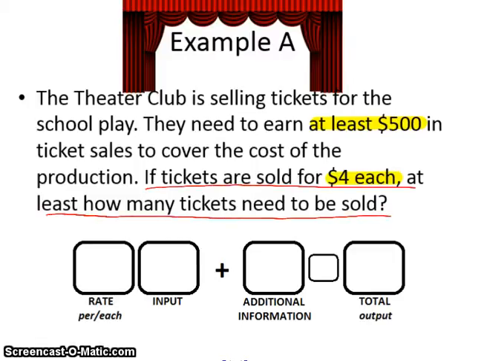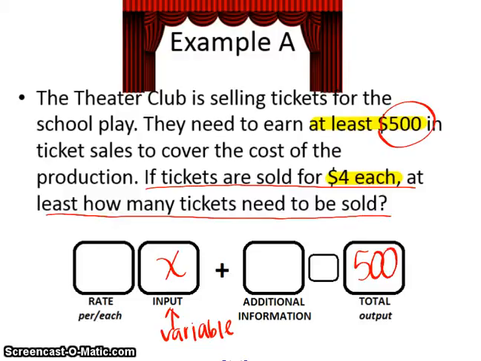So now all I have to do is fill this in. The very first thing I know is that my input is always my variable. So in my instance, I'm going to put an X. You can use any letter, but I like to use X. My total is 500. So that goes in my total box. Remember that your total is your biggest number. And then $4 each. Anytime I see that word each, that tells me that it goes in my rate. And if I wasn't sure, it's right here underneath where it says rate. So I've already used 500, I've already used 4. I don't have any other additional information, so I can put a 0 here.